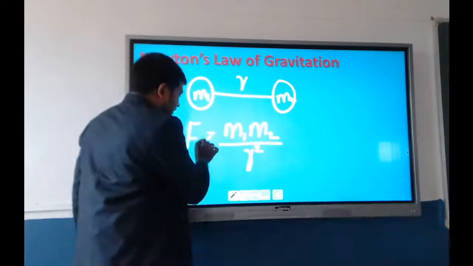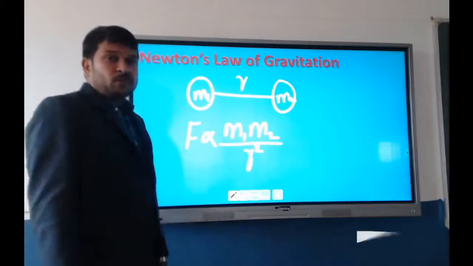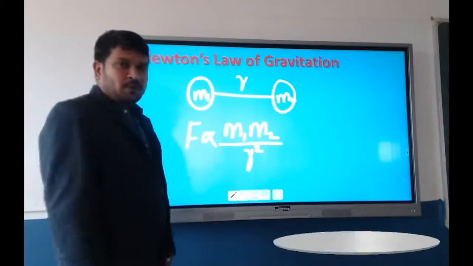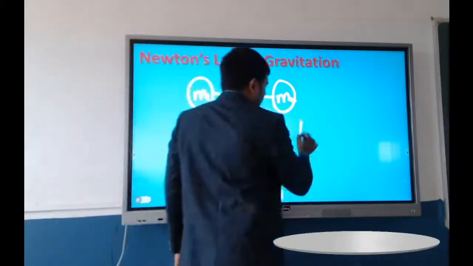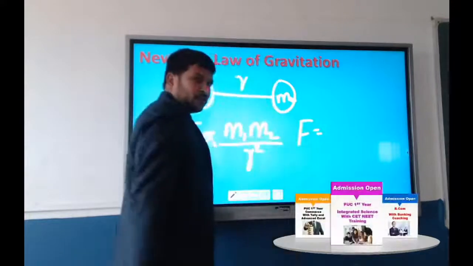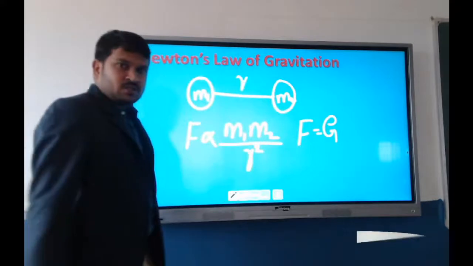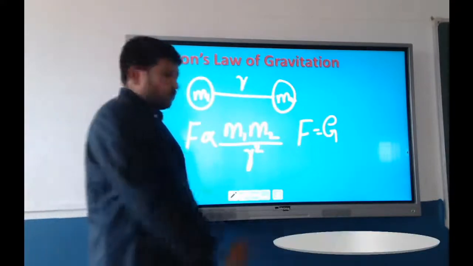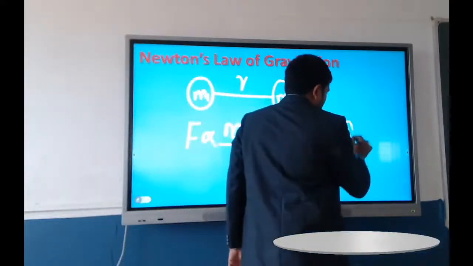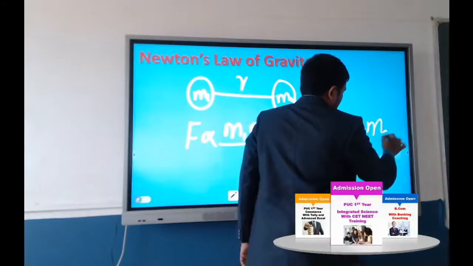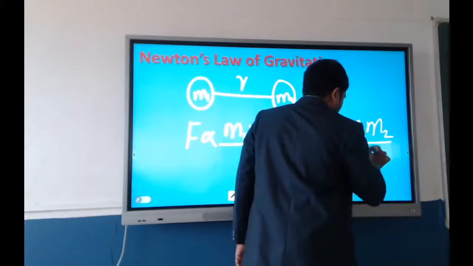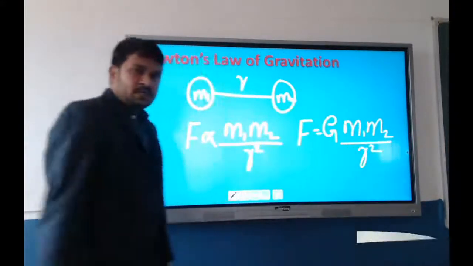But here, students, there is a proportionality constant. Now I will remove the proportionality constant. F equals G M1 M2 divided by R square.